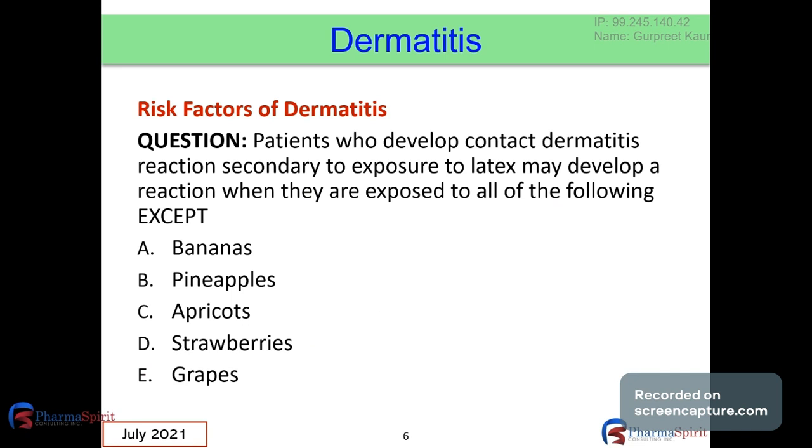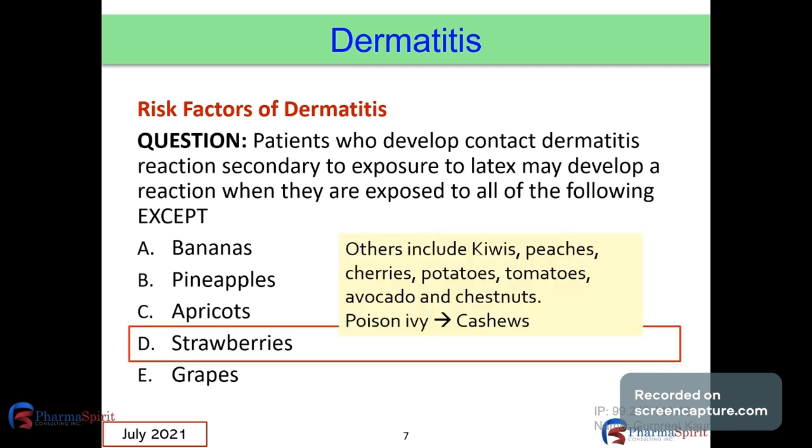So here's the next question. Patients who develop contact dermatitis reaction secondary to exposure to latex may develop reaction when they are exposed to all of the following except, and the answer for this question is D. Actually, those who develop allergic reaction when exposed to latex develop cross-sensitivity reaction when they eat banana, pineapple, apricot, and grapes. Not strawberries. So that's an interesting one.